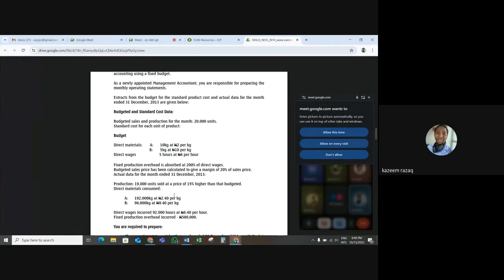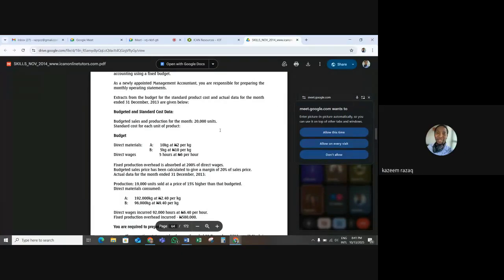Two materials in this question. We have material A and material B. We add them together. Now, for material A, if I am to produce one unit, I need 10 kg. Am I right, guys? Yes, sir. Now, if I am to produce 19,000 units, how many kgs do I need? That's 10 kg times 19,000 units. Am I right?